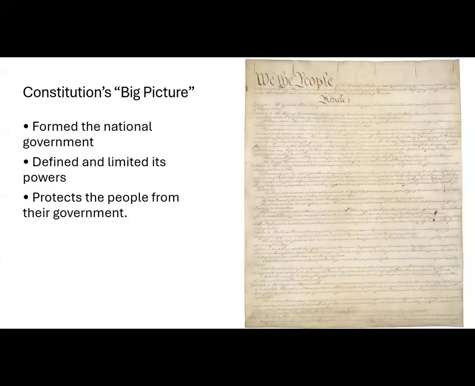Learn the Constitution's context first, that history lesson. Then learn its structure. Look at what it formed. Then look at the big picture of what it contains. So what does Article 1 provide? What does Article 2 provide? And so on for all 7 articles. And then we'll start studying the details of those articles in subsequent modules.